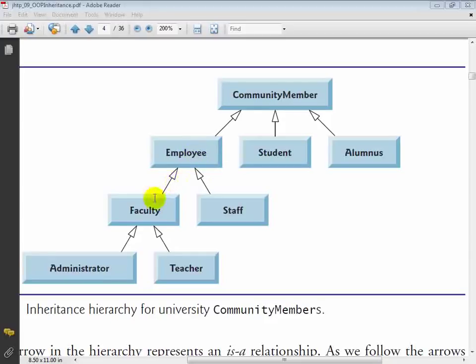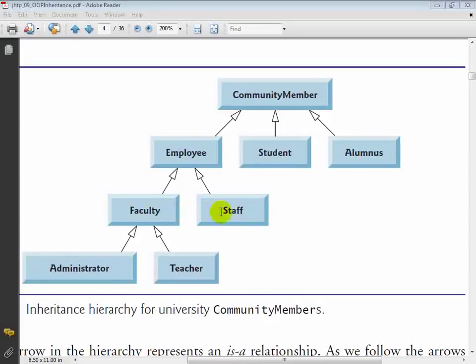Now, below employee, we have faculty and staff. Employee is a subclass of community member, or what some people refer to as a derived class of community member, but it's also a superclass of faculty and staff. So based on the arrow relationships, following them upwards, we can say that a faculty member is an employee and a staff member is an employee.